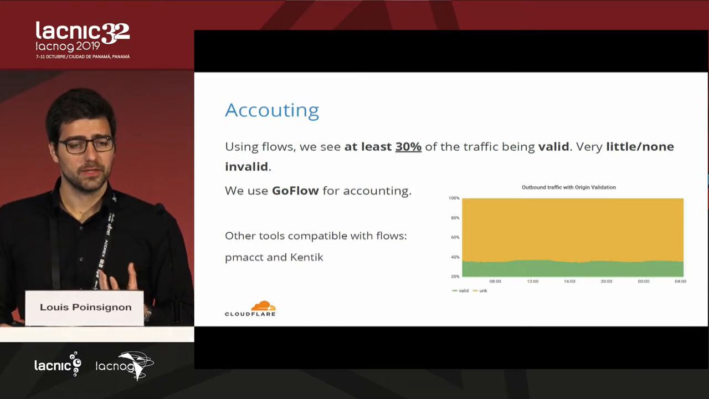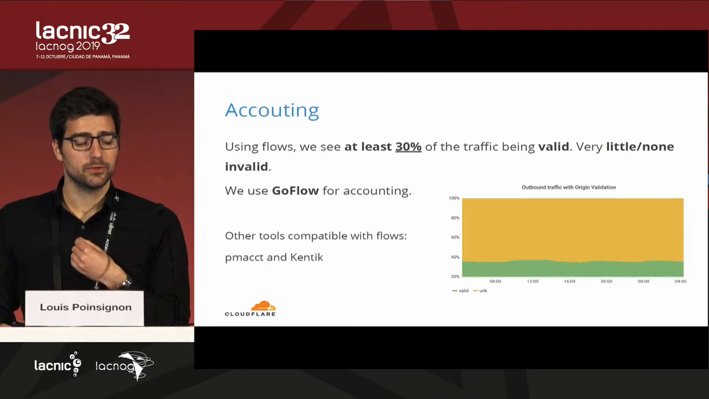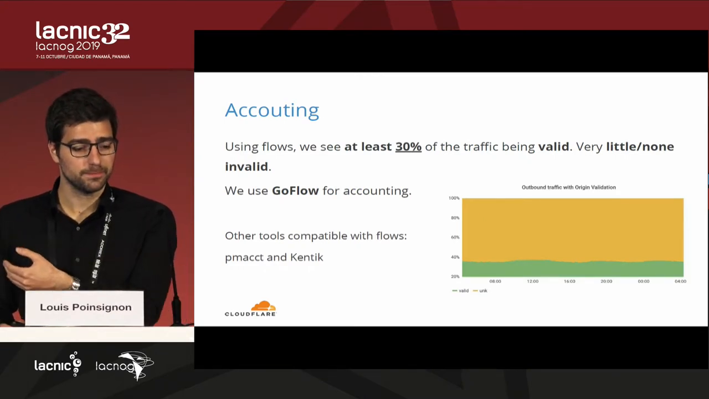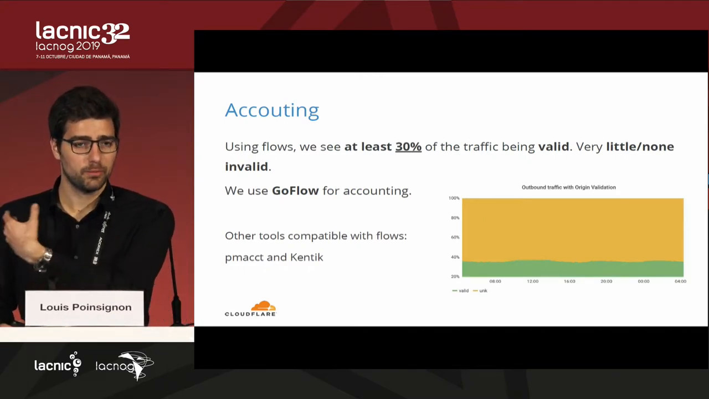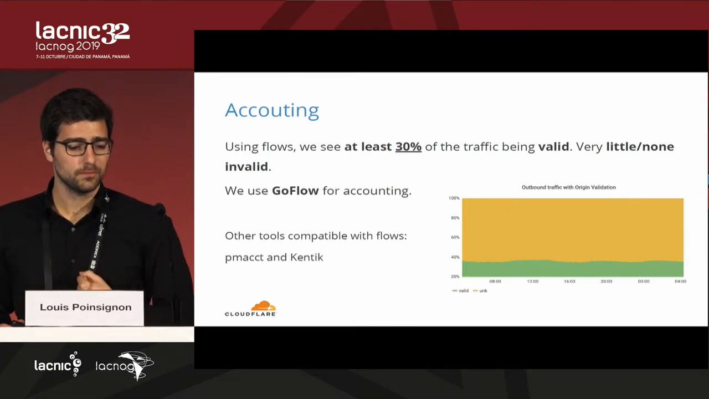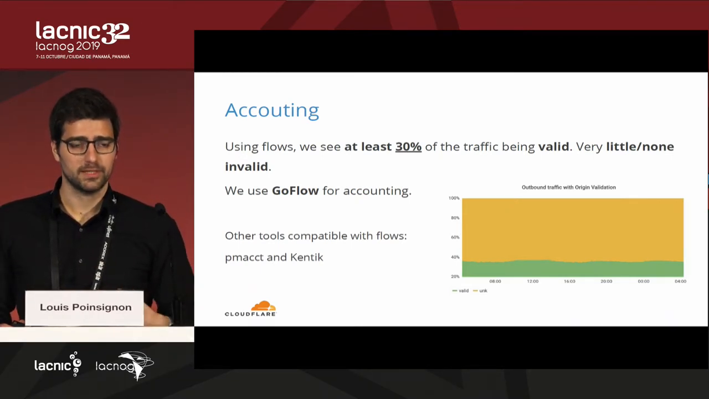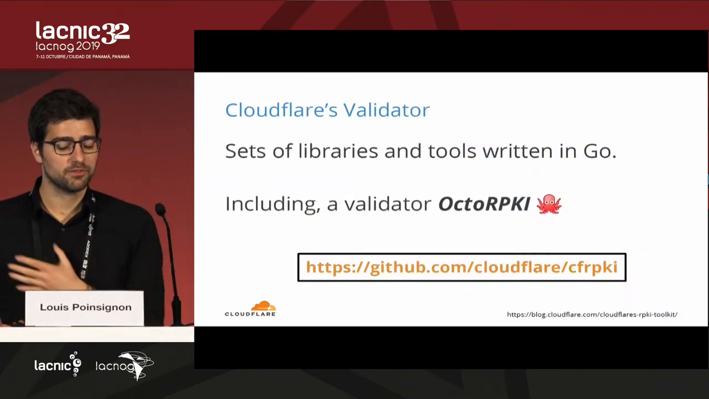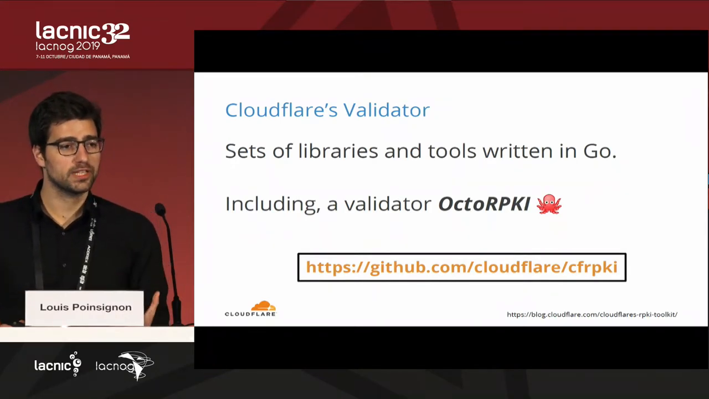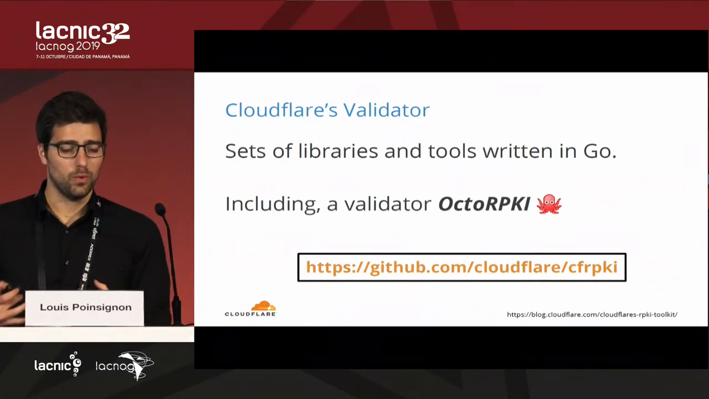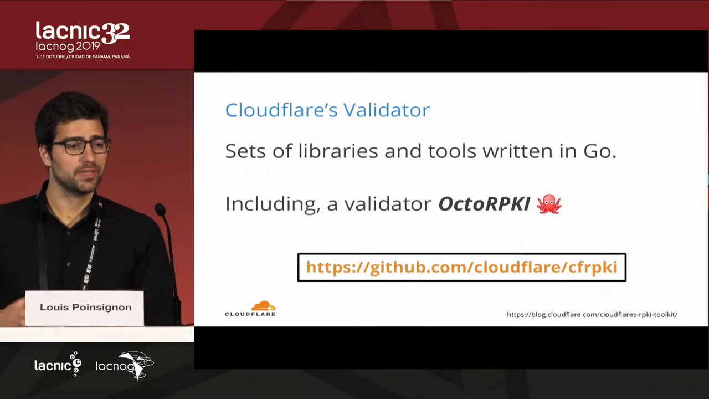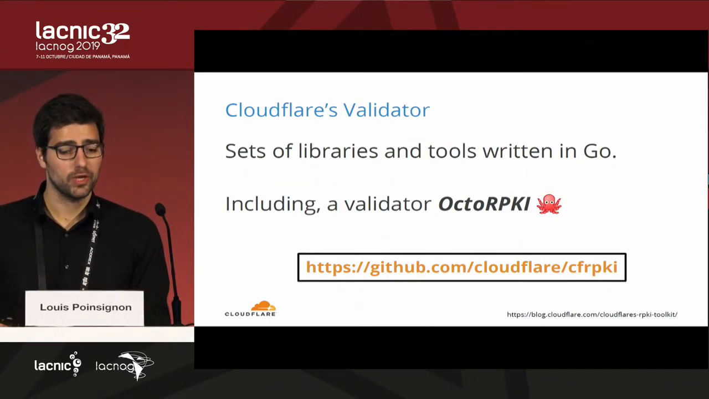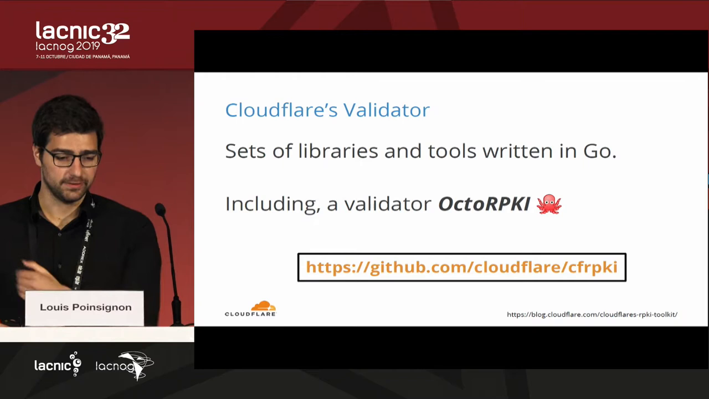Other companies and other tools have included RPKI, so PMSCCT can do filtering, can tell you how much traffic you could filter, and Kentik also does it. Kentik's the cloud analysis of flow. The Cloudflare validator is available on this address. It's also a toolkit so that you can develop all around RPKI. You can decode files, you can troubleshoot, but there's also Octo RPKI, which is the validator.